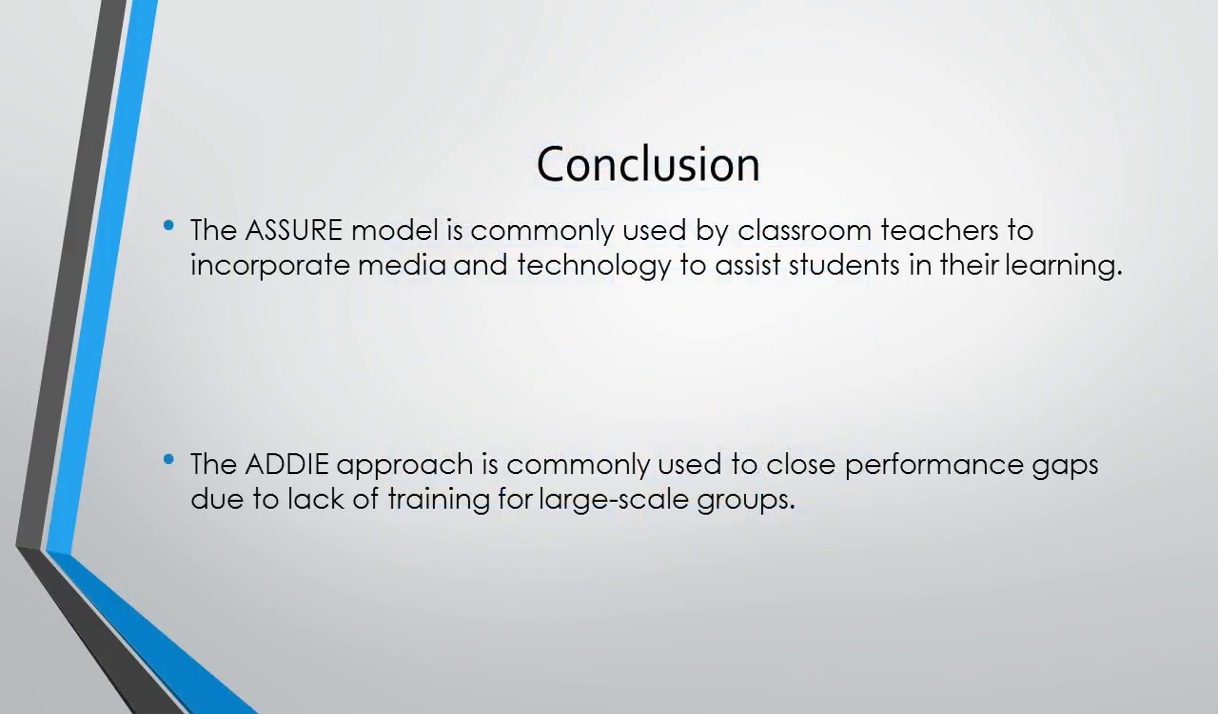Conclusion, if you want a quicker approach to a problem to solve, for instance in the classroom, you might use the Assure model. But if you want a more in-depth approach for a business or a company, something that's going to have longevity, you might want to use the ADDIE approach.